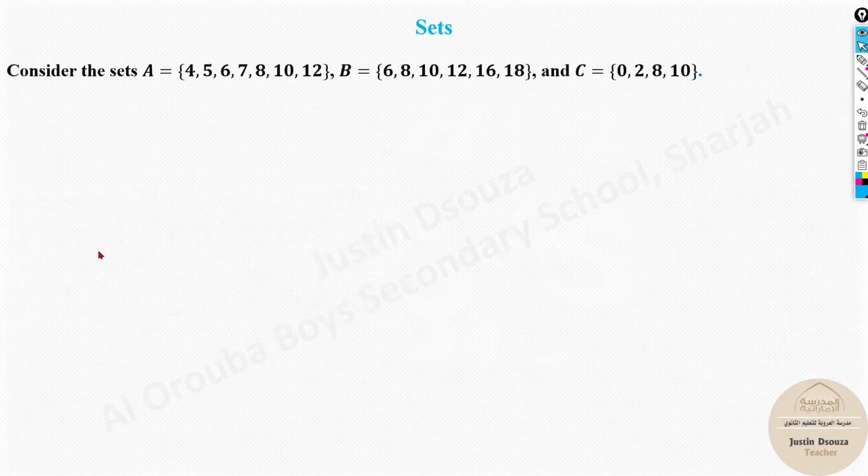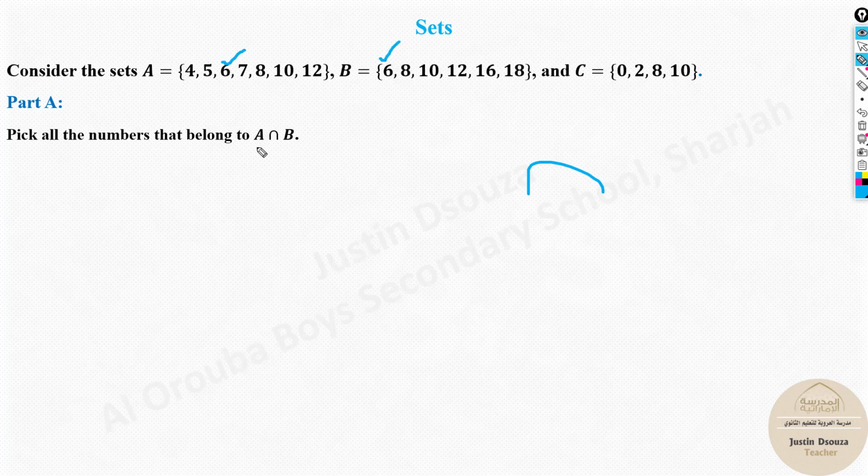Now let's see over here. Consider the sets A, B and C, and then we need to find the unions and intersections. Now this intersection means something must exist in both of these sets, A and B, right? Now this 4, is it there even in B over here? No, so this is not there. 5, no. 6, yes, 6 is an intersection.